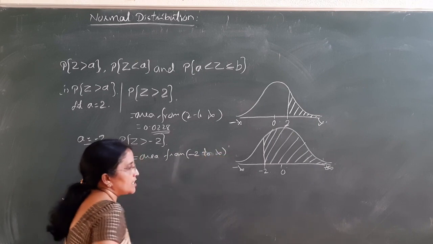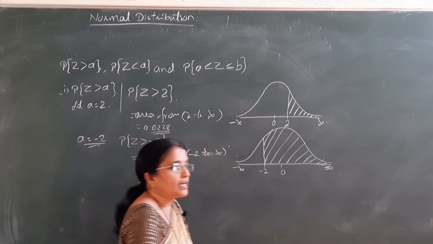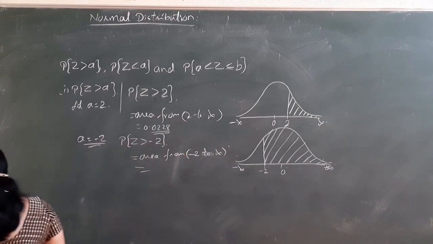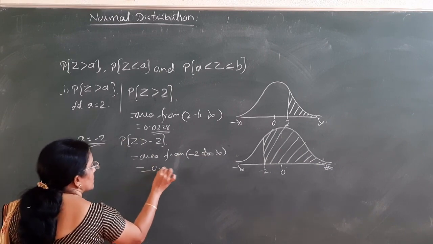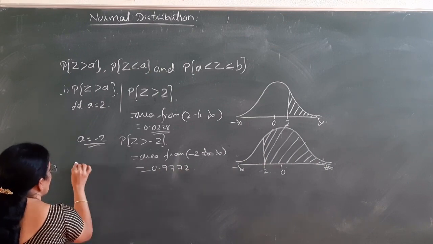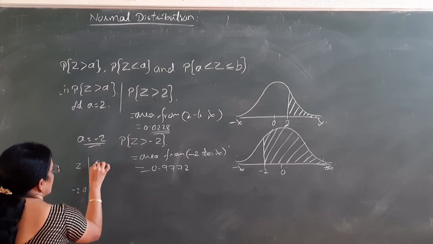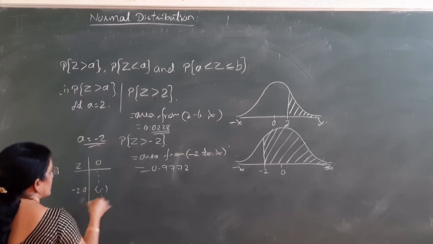Once again, since this is the region from z to infinity, it can be read from the table, and the value from the table is 0.9772. Where to observe? In the table, z value is -2.0, and in the column 0. Just move in this row and column. Here the value will be 0.9772.